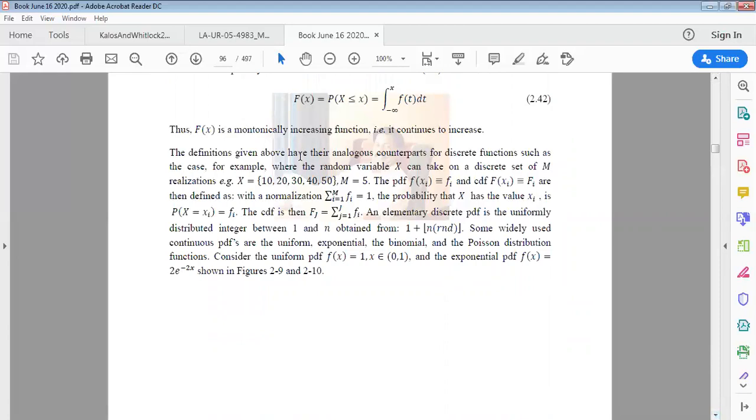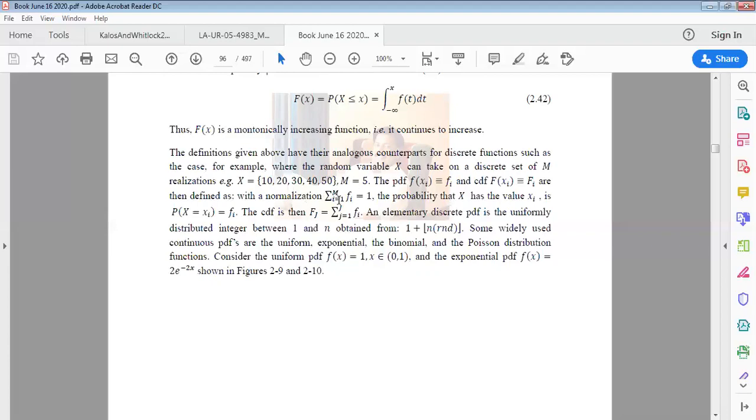Now, the definitions that I've given to you above hold equally for discrete and continuous. So if a random variable x can take on a discrete set of M realizations, where M is 5, supposing x can only be 10 cars, 20 cars, 30 cars, 40 cars, or 50 cars, then the PDF of finding 20 cars has got to be small f of i. And the CDF, capital F of xi, so in other words, I ask you, what is a situation where you have 30 cars or less? So it's this possibility, and this possibility, and this possibility.